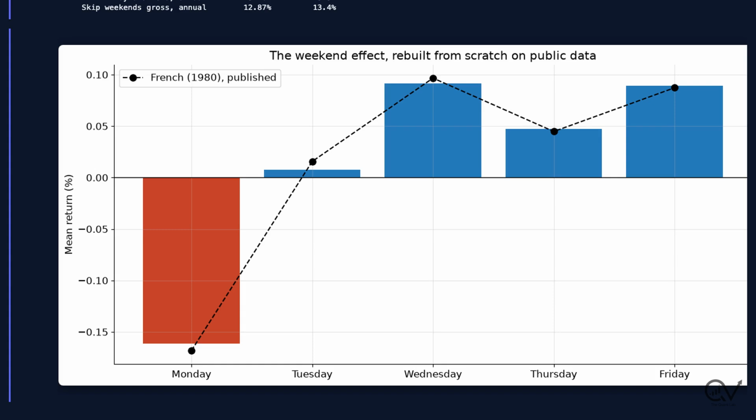Written in 1980 on a sample ending in 1977, and it still rebuilds cleanly 40 plus years later. That is what a durable empirical paper looks like.